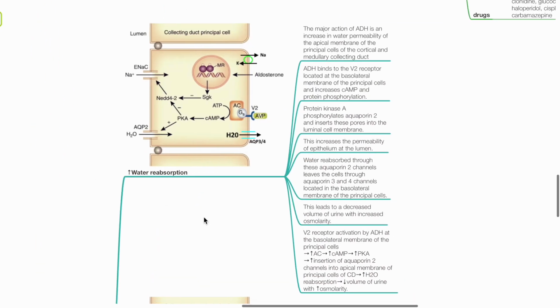Increased water reabsorption. V2 receptors are activated by ADH at the basolateral membrane of the principal cells of the cortical and medullary collecting ducts. This increases activity of adenylyl cyclase, which increases cAMP. This increases PKA, which causes insertion of aquaporin 2 channels into the apical membrane of the principal cells. This increases water reabsorption. This reduces the volume of urine and increases urine osmolarity.